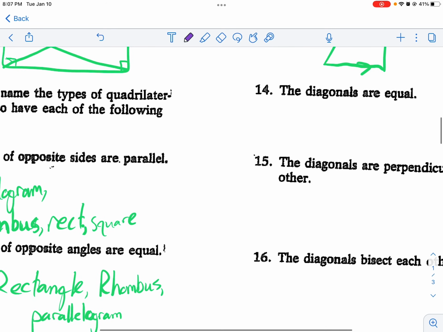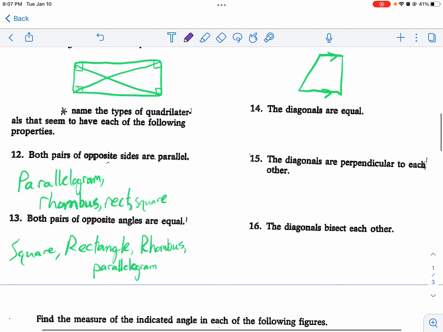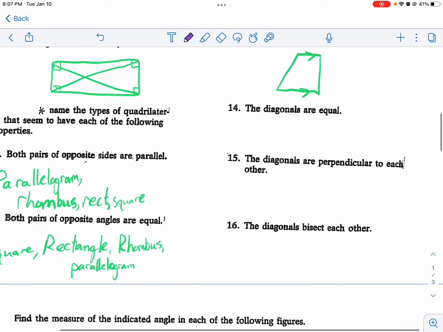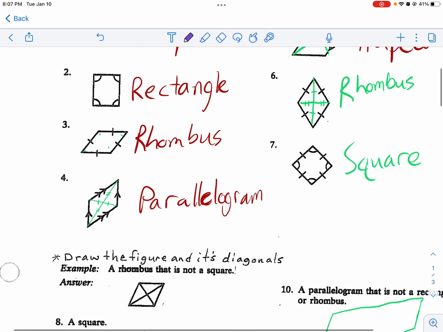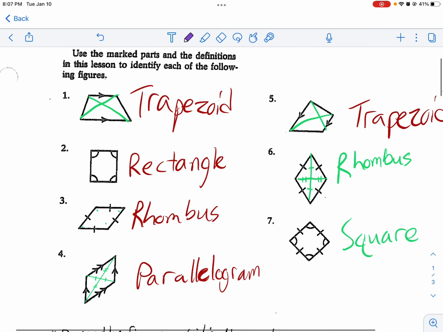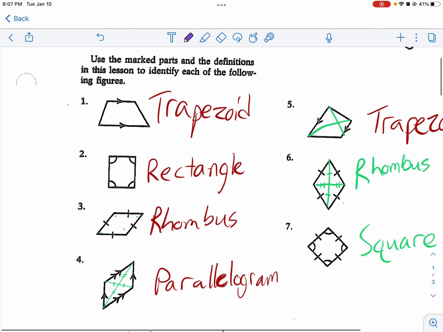So again, this question asks, name the types of quadrilaterals that seem to have each of the following properties. The diagonals are equal. So we can take a look at some of our options. Got like squares, rhombus, rectangle, all that stuff. So let's look at trapezoid. Are these diagonals going to be equal? Let's draw some on here.